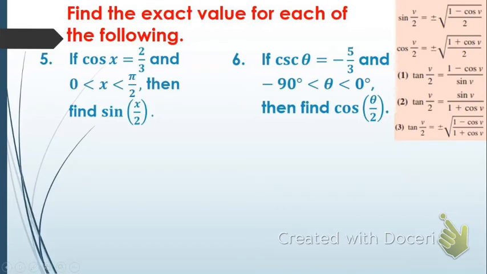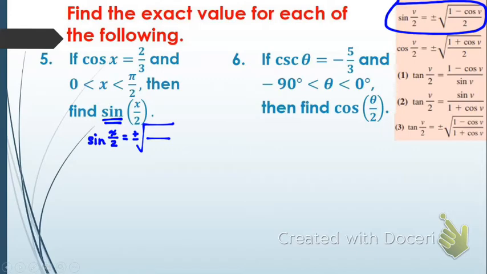What do I want on number 5? I heard somebody start to say it. I want sine. I want sine of my half angle. So I'm looking at my sine formula. There's only one formula for sine. Sine of x over 2 is equal to plus or minus the radical 1 minus cosine of x over 2.